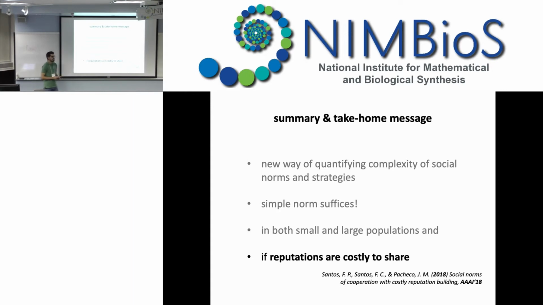However, in reality, sharing something about someone can be a costly act. So nowadays, if you think about writing a review on Amazon or eBay, it takes time and effort to share your opinion. And if you assume that there's a cost associated with sharing reputations, then we can have second-order free-riding problems, meaning that if no one is willing to share reputations, then the system of indirect reciprocity can collapse, and we won't have cooperation in the end.